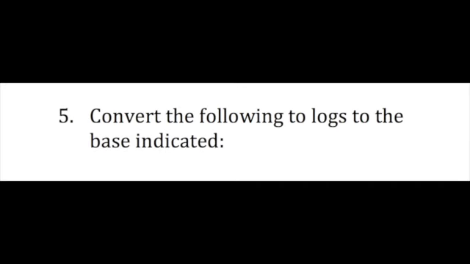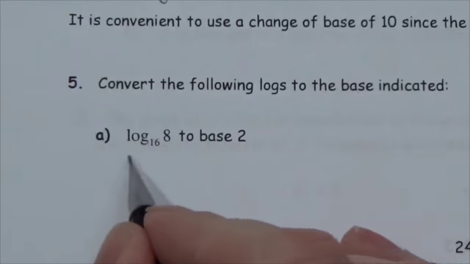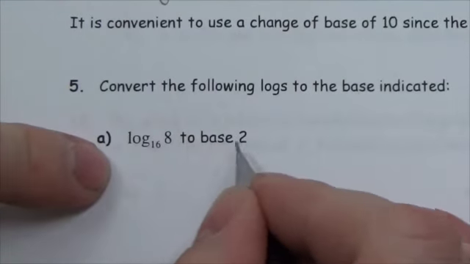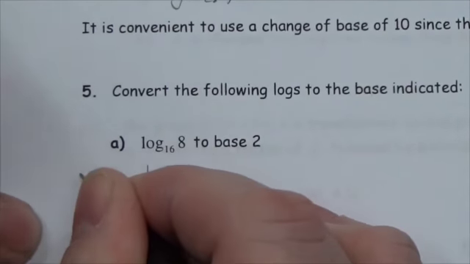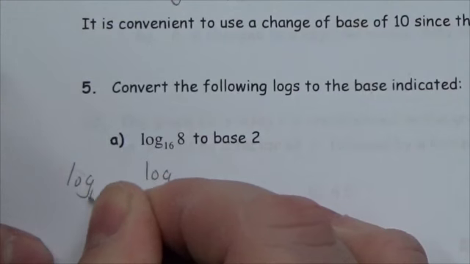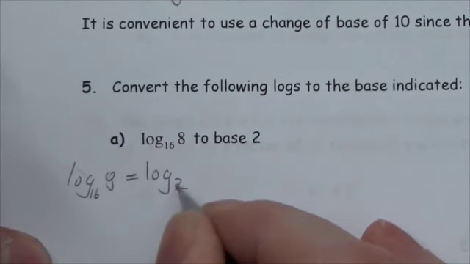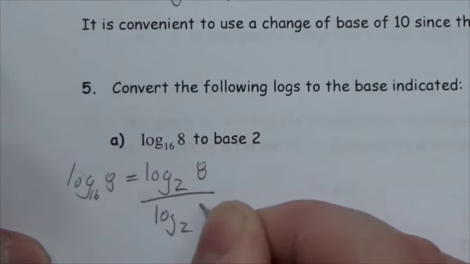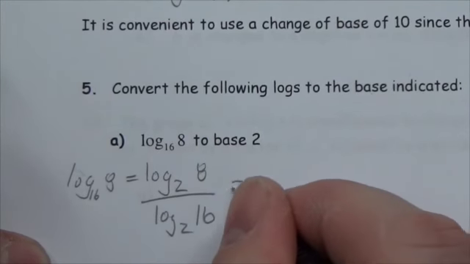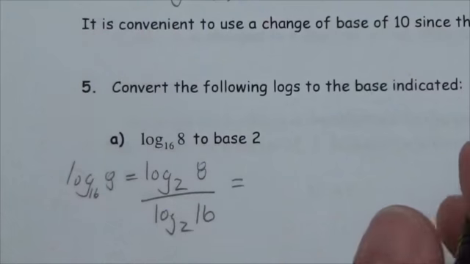Convert the following logs to the base indicated. Okay, so to convert log base 16 of 8 to base 2, what we're going to do here is take the log base 2, actually I should probably write it out like this. Log base 16 of 8 is going to equal the log base 2 of 8 divided by the log base 2 of 16.